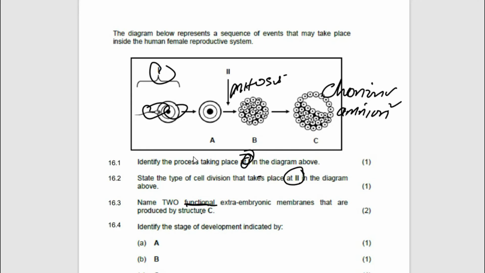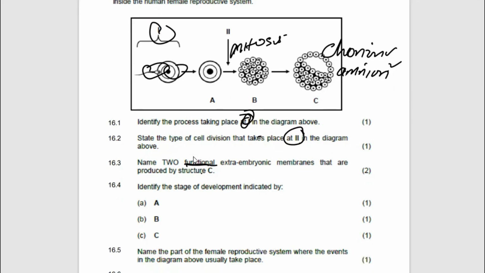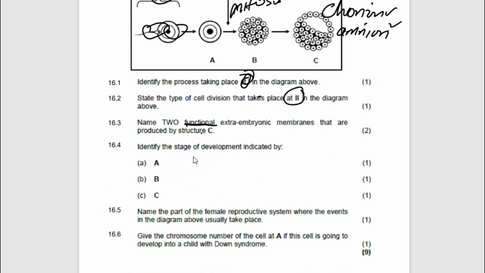Identify the stage of development indicated by A, what is happening there? That is a zygote. And then B, it is a morula. And then C is a hollow ball of cells, which we call blastula, or blastocyst. Make sure that you write the correct spelling.